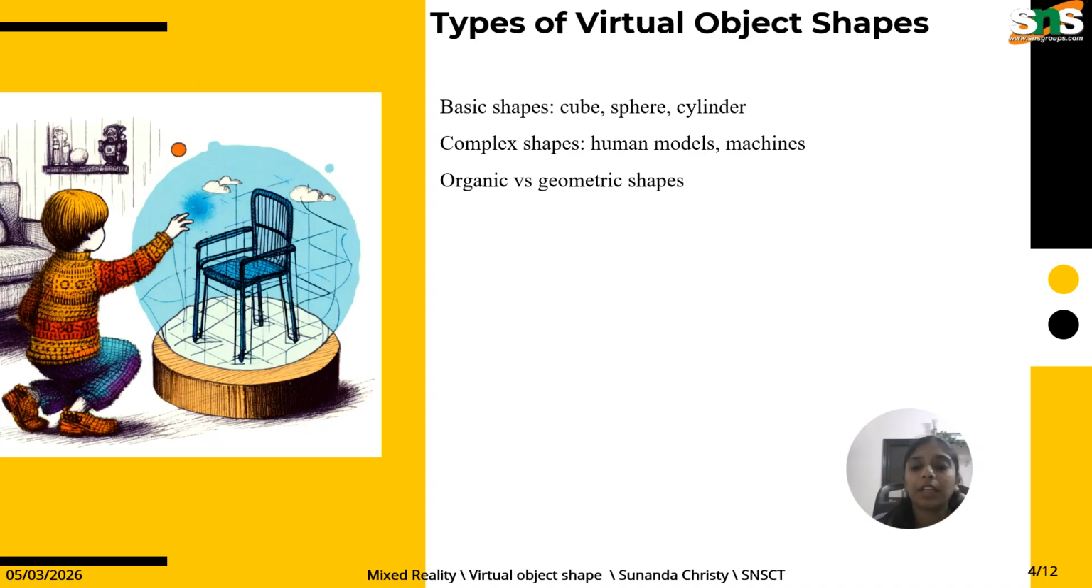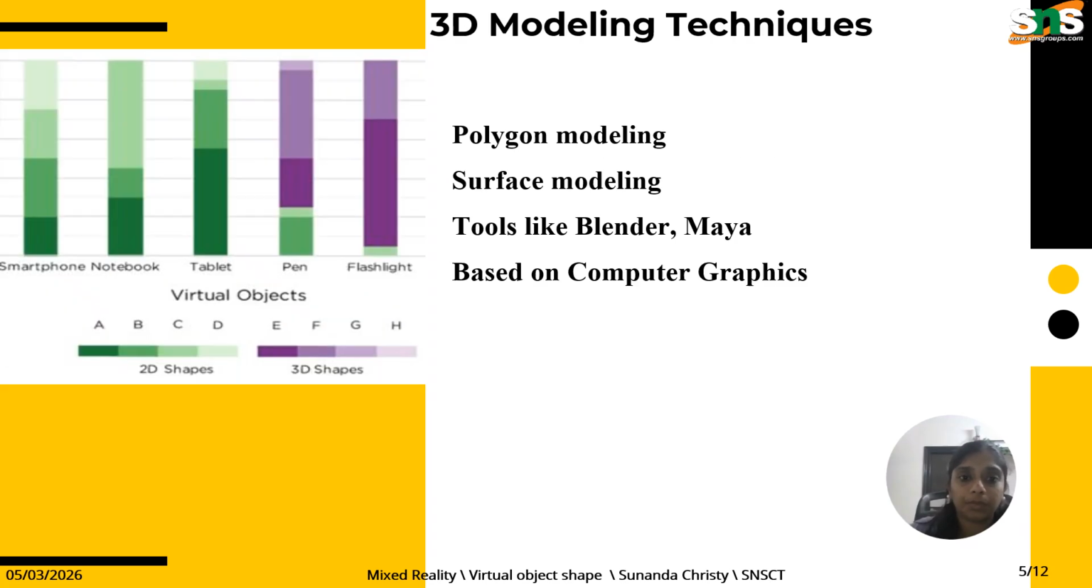There are different types of virtual object shapes, like the basic shapes that we used to study from a small age, like cube, sphere, cylinder. These are the basic shapes to be used for the purpose. The next one is the complex shapes, like human models, machines, and also a few organic shapes, while the geometric shapes can be used for the basic things.